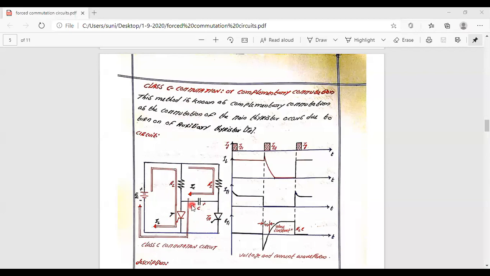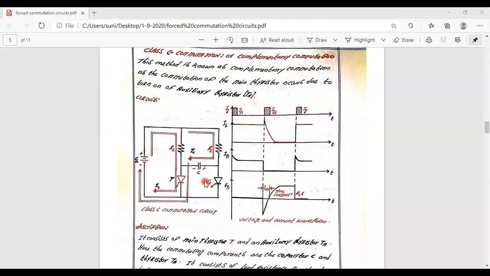Here, whenever you are going to consider this, the circuit will be like this. The generalized commutation circuit will be like this. So the normal power circuit will be with a power supply, resistive load, switching device. This forms the normal power circuit.